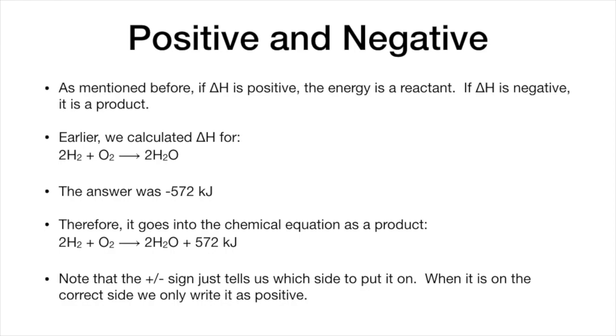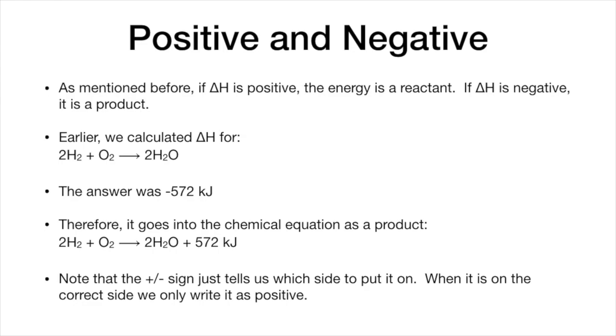So earlier, we calculated that the delta H for the reaction joining hydrogen and oxygen into water was negative 572 kilojoules. Therefore, it goes into the chemical equation as a product. So we're going to have 2H2 plus O2 goes to 2H2O plus 572 kilojoules. Now note that the plus and minus sign just tells us which side to put it on. When we actually put it into the equation, we only write it as positive.